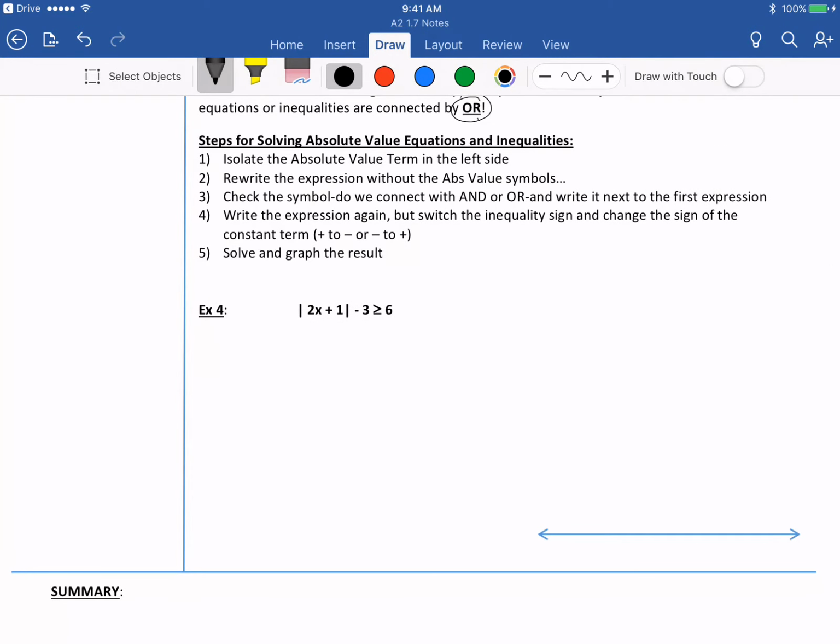So what we have to do here is first, just like the equations, isolate the absolute value term on the left side. So here, before I do anything else, I've got to get rid of this 3, so I'm going to add that 3 over. So now I have the absolute value of 2x plus 1 is greater than or equal to 9. Be careful there that I have greater than or equal to, not equal to.